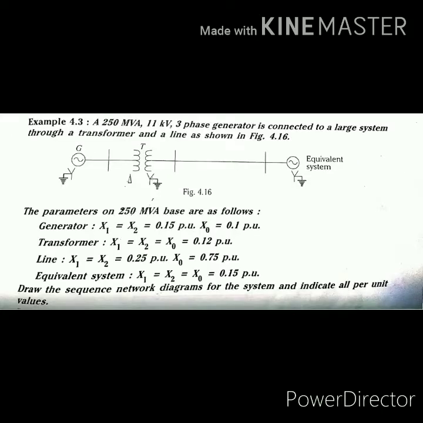Now we will solve the example. See example 4.3. Here the generator, transformer, line and equivalent system reactances are all given, so you need not find the reactance; they have readily given it. You have to just draw the sequence network diagrams for the system and indicate all per unit values. Just go through this question. Now let us see the solution for the same.